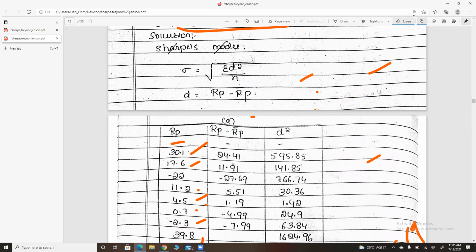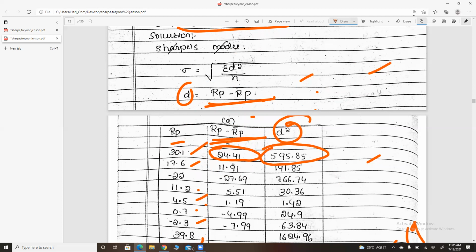See here, D is nothing but RP minus R bar P. Now we calculated RP minus R bar P. Okay, now this is RP minus R bar P. Now that is nothing but D. Now D square you need, that is 24.41 into 24.41.